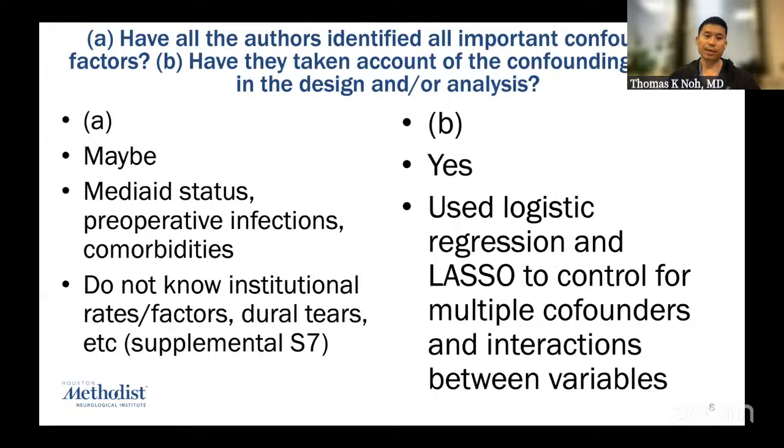And then for B, I thought yes. They used two different types of regression analyses, and that was previously done in other papers. I'm not a statistical analysis expert, but I thought it seemed reasonable.